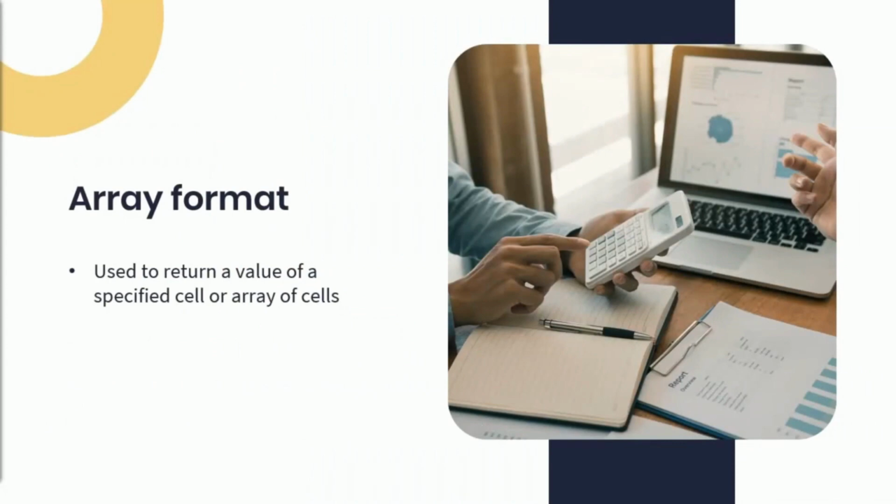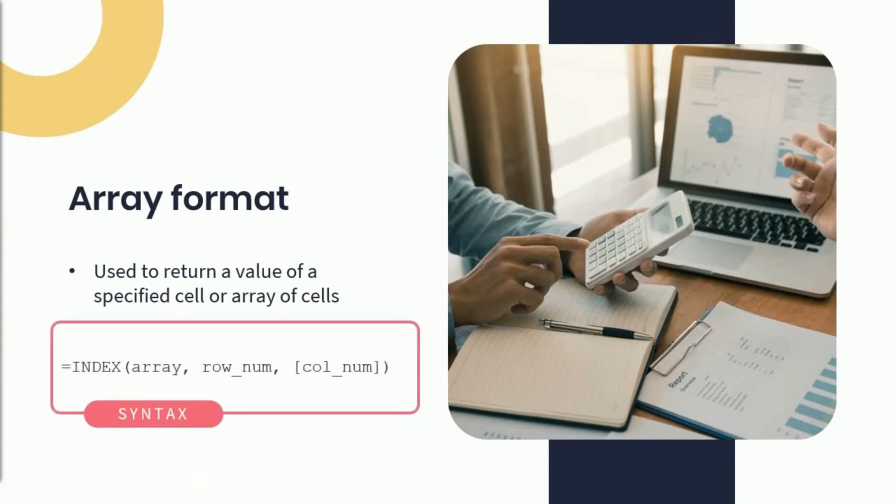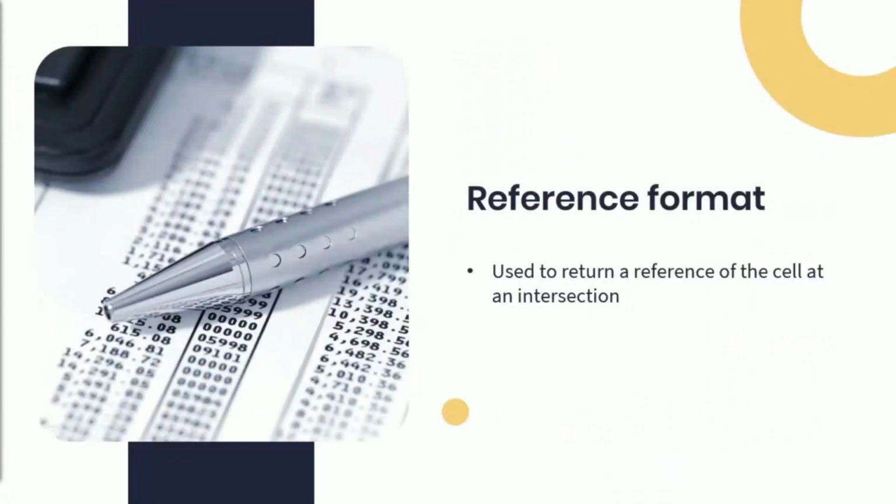Firstly, the array format is an index function which you use to return a value of a specified cell or a range of cells. The syntax is equals to array, which is a specified array or range of cells, and this is a required argument, the row number, which shows the row number for the specified array. When this argument is 0 or blank, it will default to all the rows in the array provided. Then last but not least, we get our column number, and this denotes the column number of the specified array. Like the row number, if the argument is set to 0, it defaults to all the rows in the array, but this is an optional argument.